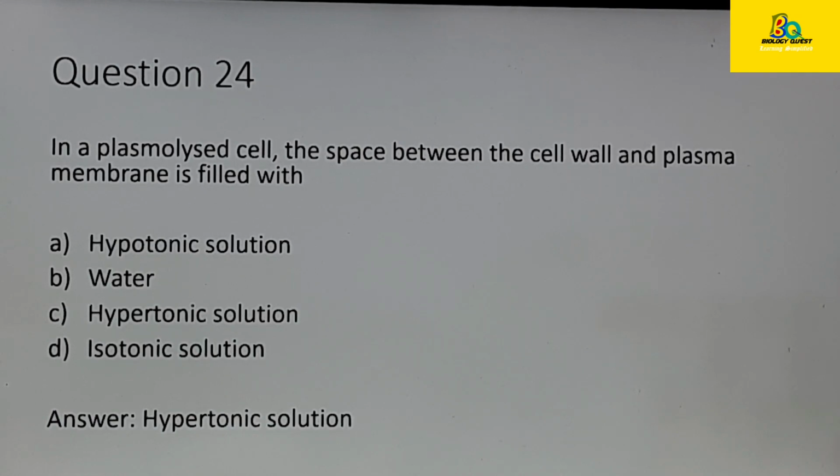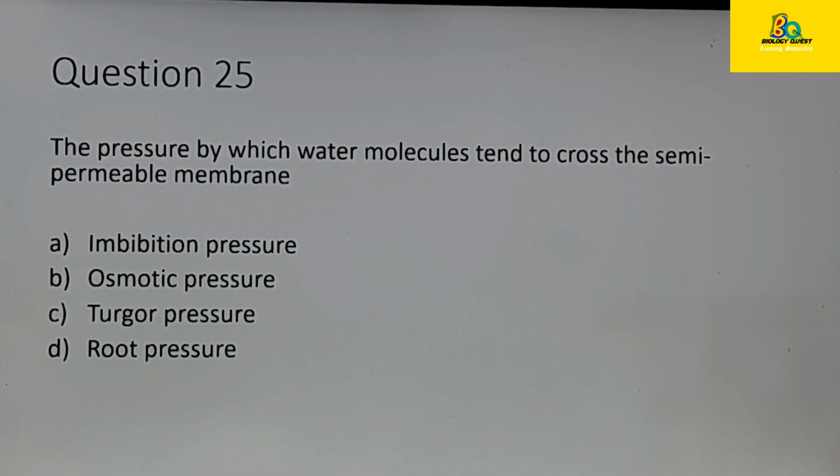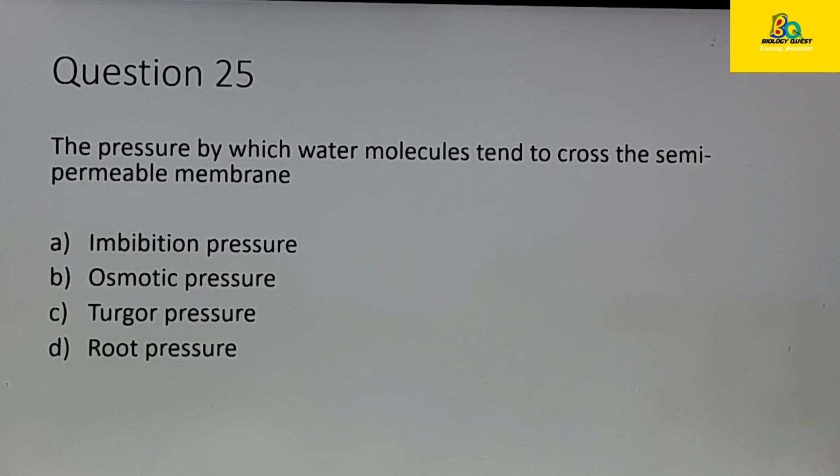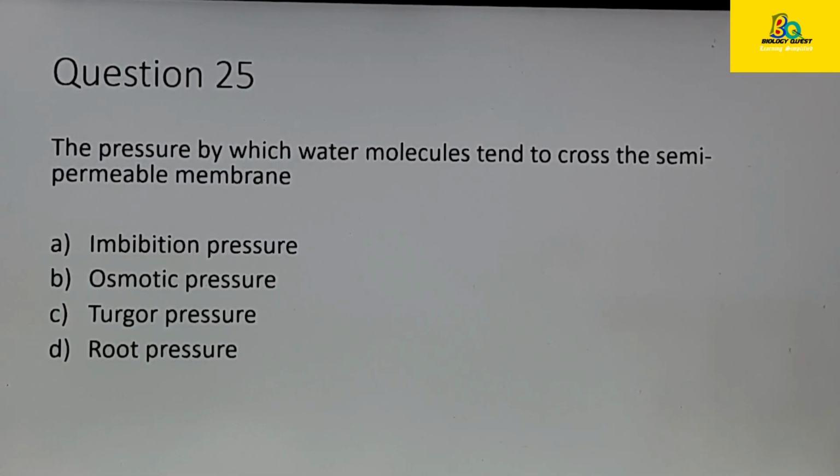Next question, the pressure by which water molecules tend to cross the semi-permeable membrane. What is that pressure called? Options are imbibition pressure, osmotic pressure, turgor pressure, and root pressure. We know what is imbibition pressure, the pressure that is developed in the imbibant. Imbibant is a substance that imbibes water.